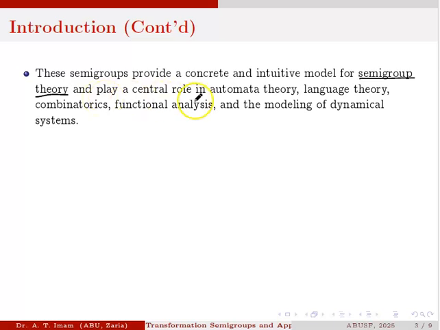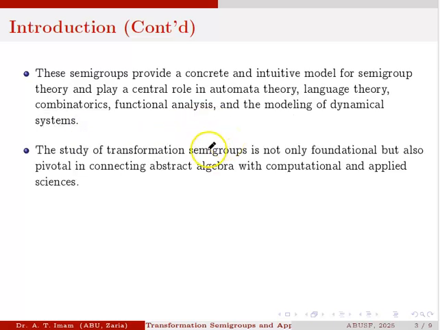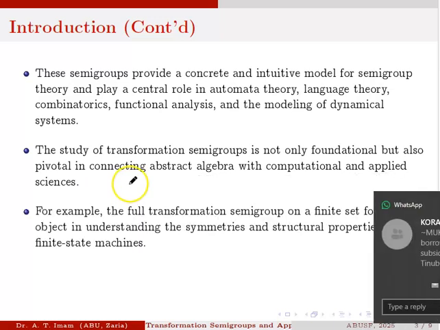And these transformation semigroups have a crucial role in automata theory, in language theory, combinatorics, in functional analysis, in dynamical systems. So there are a lot of applications which we are still going to talk about in this course, applications of these transformation semigroups. The study of transformation semigroups is not only foundational but also pivotal in connecting abstract algebra with computational and applied sciences. For example, the full transformation semigroup.